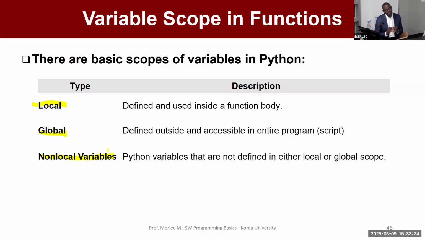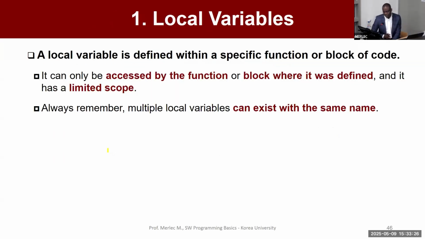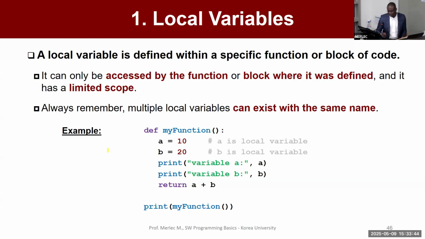I will now elaborate more in detail for each type. As I mentioned earlier, the local variables are accessible only inside the function, the block where you have defined the variable, and the scope is very limited. So in this example, we have my function, which is defined. My function does not receive any arguments because there's not any formally defined parameter.